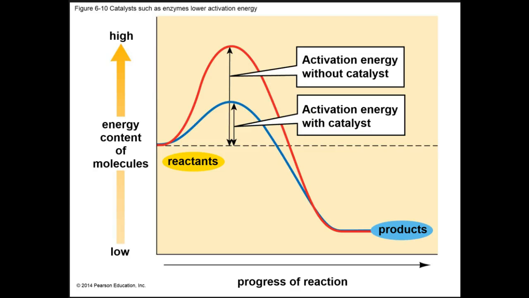This figure shows the progress of a reaction without an enzyme and with an enzyme. The red peak on the graph represents without an enzyme. The blue peak represents with an enzyme. If you notice, the amount of activation energy to make this reaction happen is less when an enzyme is present, and that's represented by the blue peak in this graph.